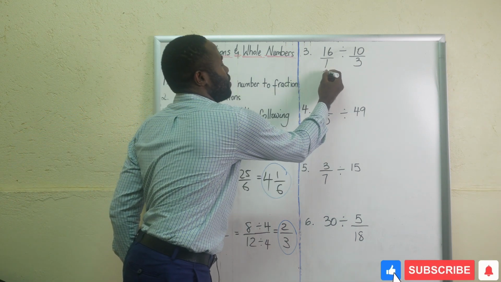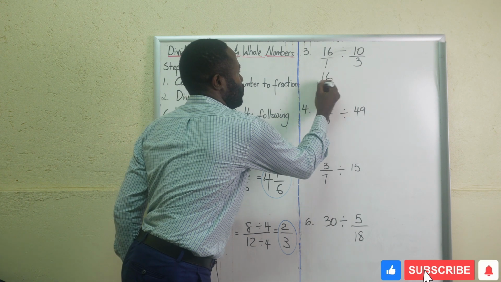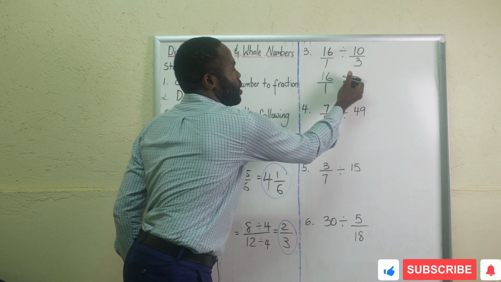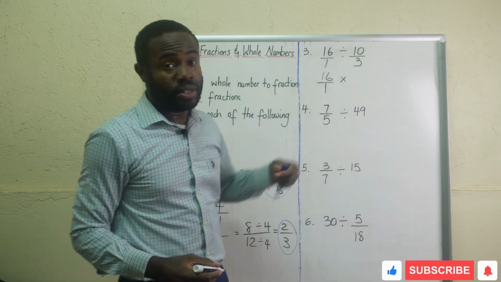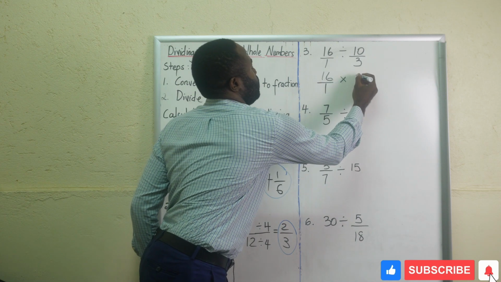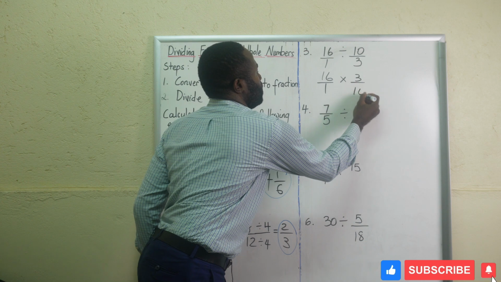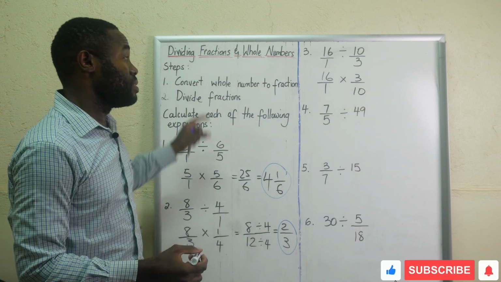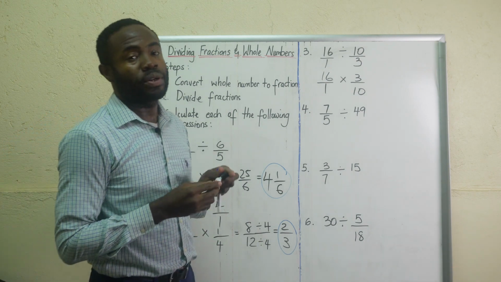So we're going to keep the first fraction, which would be 16 over 1. Then we change our division to multiplication. Then we flip or reciprocate our second fraction. That means our numerator will now be 3 and our denominator would be 10. In the previous examples, I multiplied the numerators and denominators. But in this one, we're going to look to cancel first.